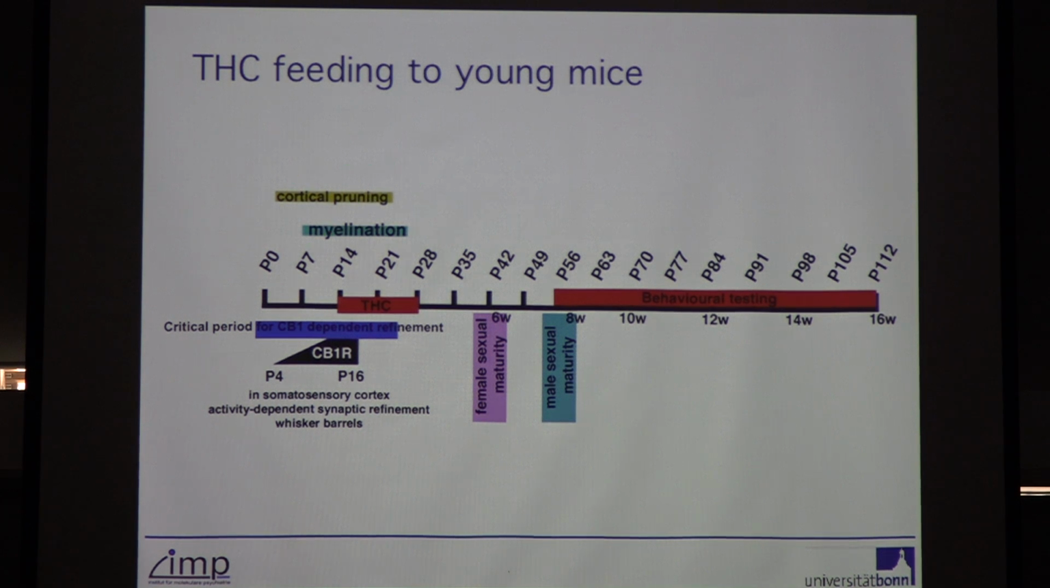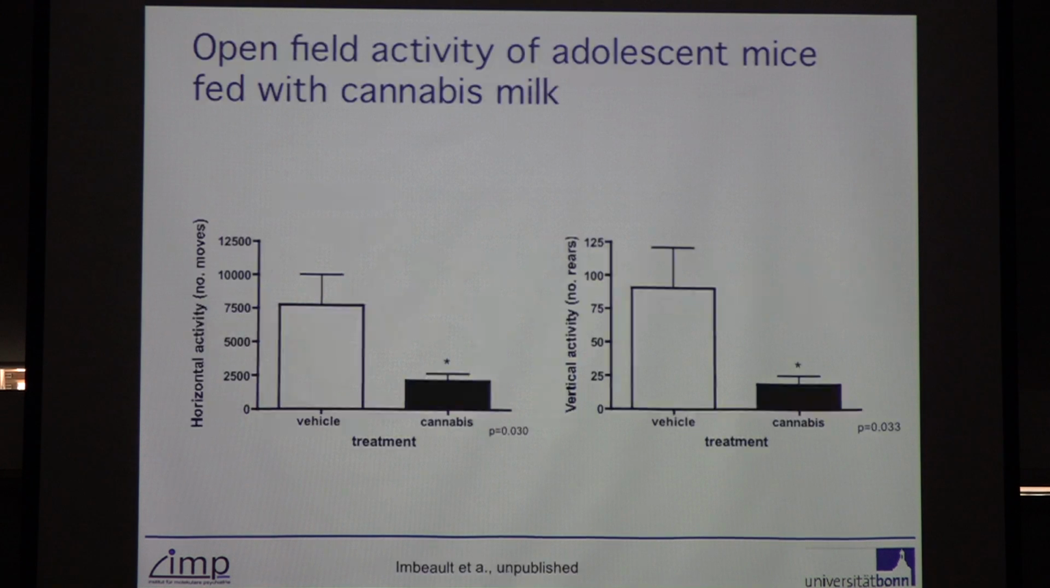For example, cortical pruning is going on, excessive synapses that are formed during postnatal development are removed, and we still have very active myelination going on. So we wanted to interfere with these processes, if they are CB1 dependent, by giving them THC, and then we let the mice be THC free for about 4 weeks, and then we started with the behavioral testing of these animals.